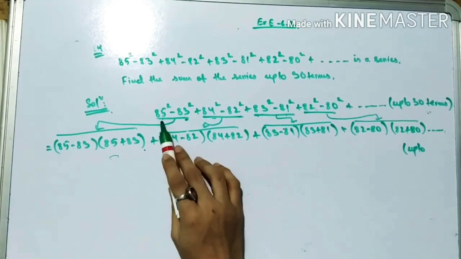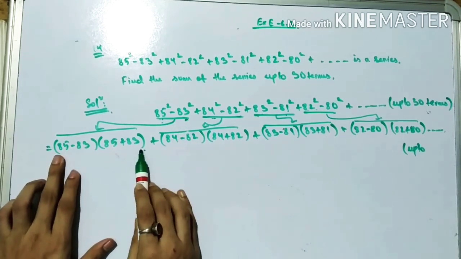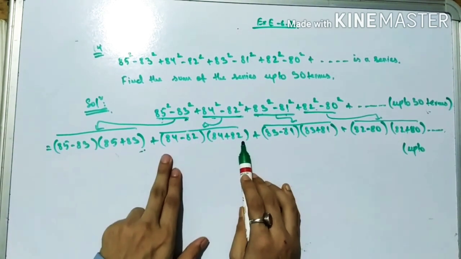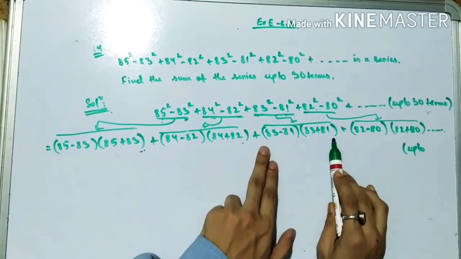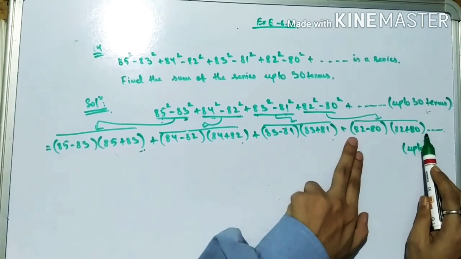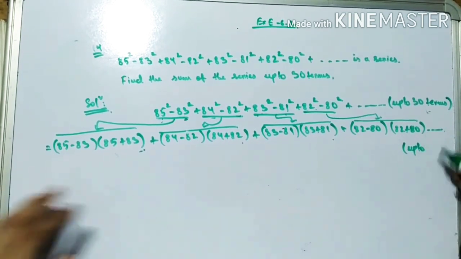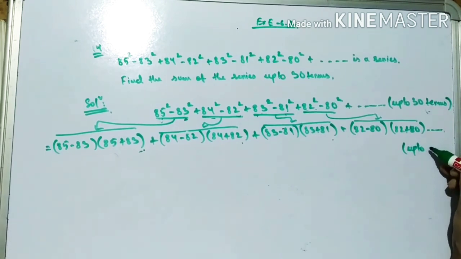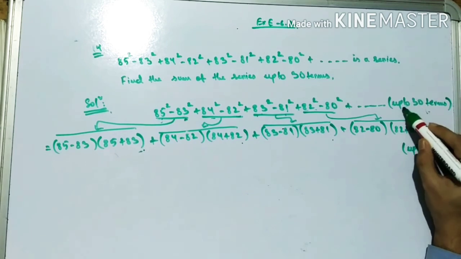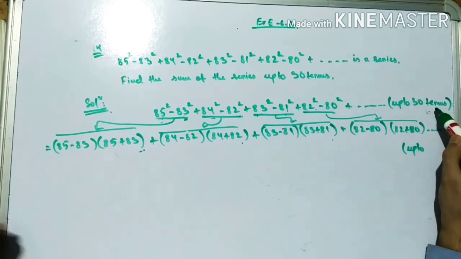In here what I did, these two terms became one single term, these two terms became one single term, and these two terms became one single term. So now up to which term will I have to add so that I get the same answer? This was up to the 30th term.